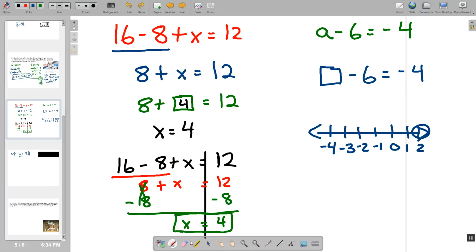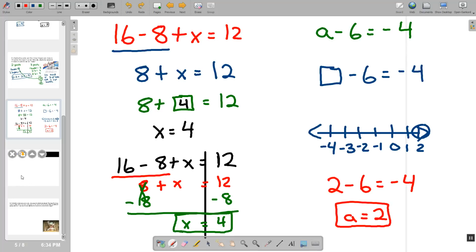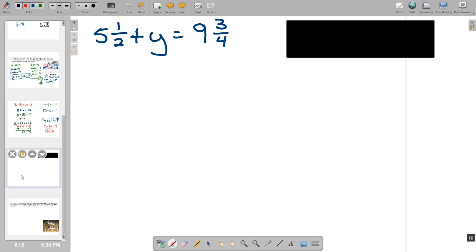So in this case, that means we have 2 minus 6 is equal to negative 4, which is a true statement. Therefore, a must be equal to positive 2. Let's do one more set of examples that are a little bit harder. Now we got some fractions. I know you're excited. You got to hold it back a little bit. I'm excited too. So we have 5 1/2 plus something is equal to 9 3/4.